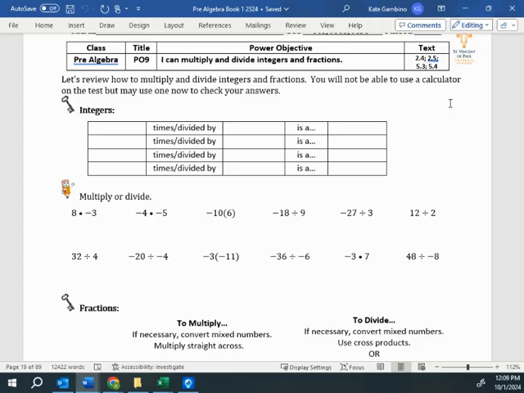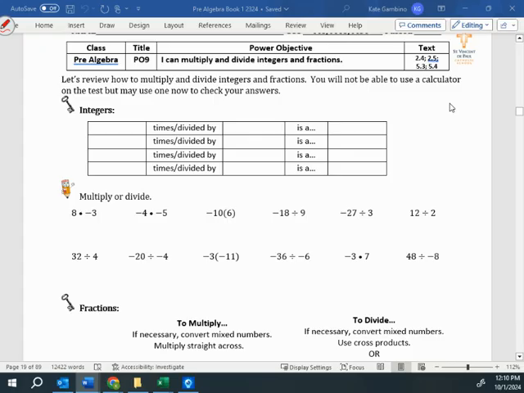Today we are doing Po9. I can multiply and divide integers and fractions. So we're going to review how to multiply and divide integers and fractions. On the test, you will not be able to use your calculator for this part. We can check answers with it on our homework, but you have to know how to do it without a calculator. Because on the test, the front page of the test, there will be no calculators on that page. Okay, so we have to know how to do this.